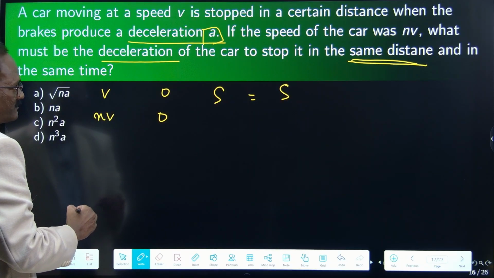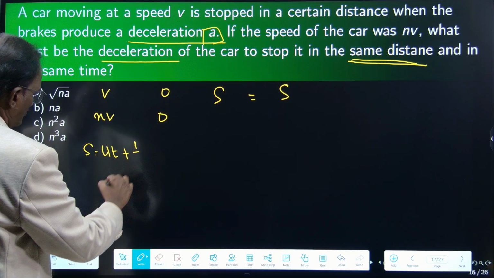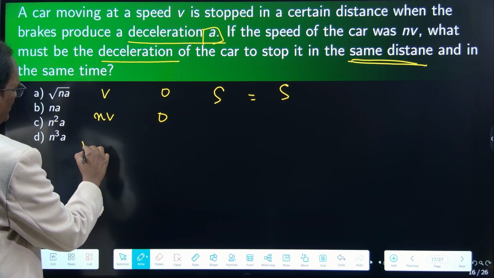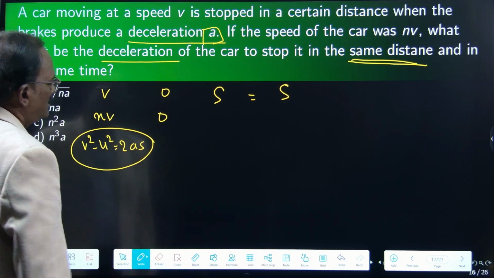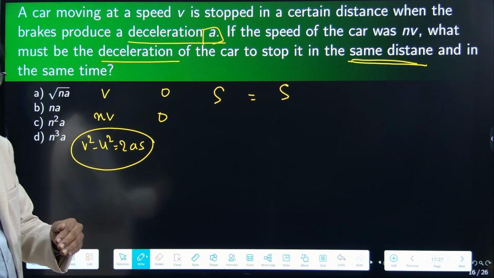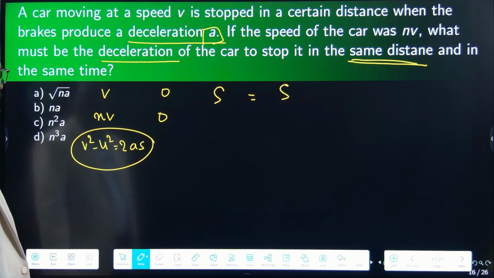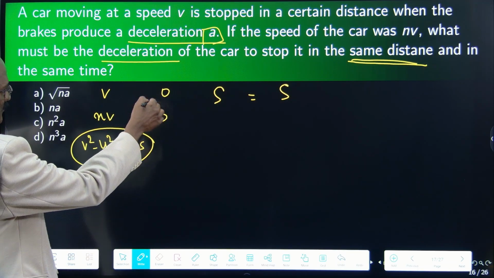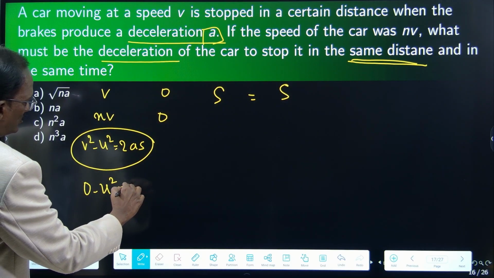So we have to write the equation. s is equal to ut plus, no, time is not given here, so this equation will not be used. We use v square minus u square is equal to 2as. This is a constant deceleration. Same car, same distance, but the speed is different. So v square minus u square is equal to 2as. In both the cases the final speed is 0.